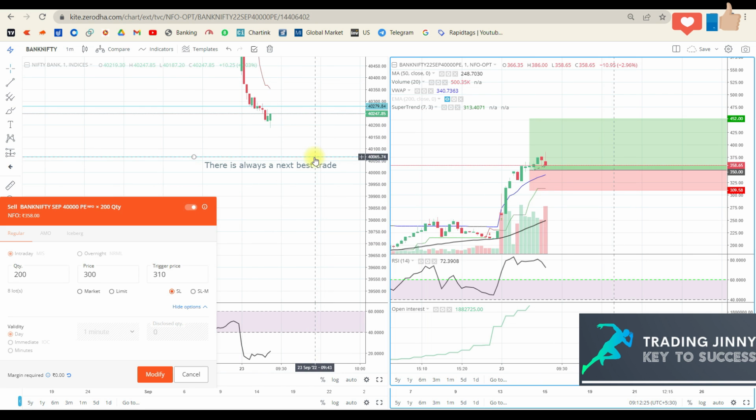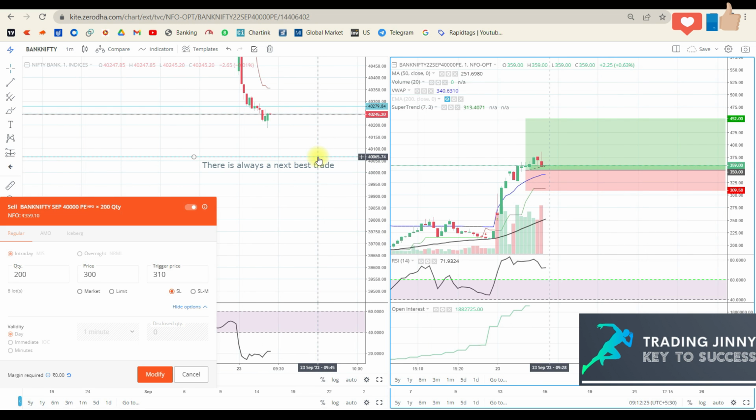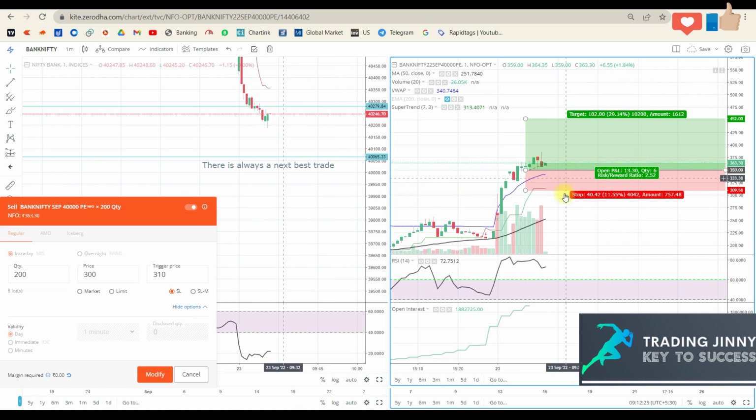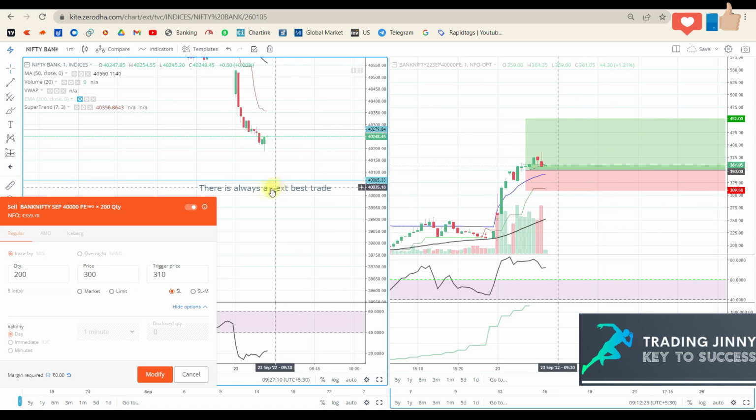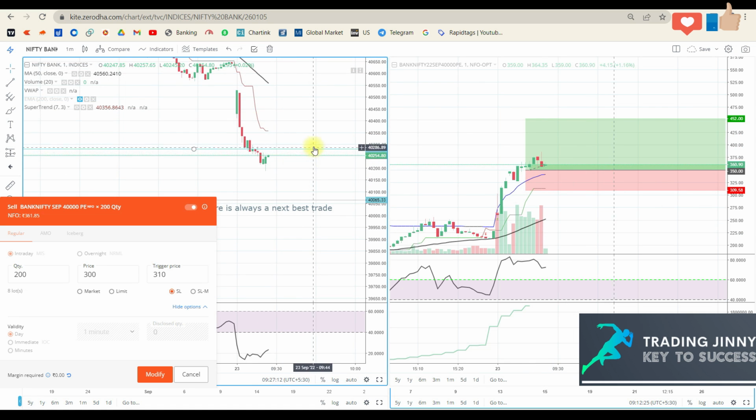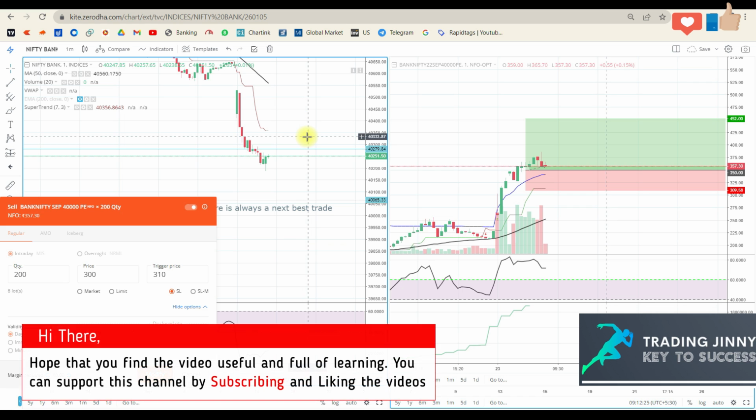Let's see. Whatever happens, if Bank Nifty comes down to 40,065, I'll take my target, even if the option does not touch 402 rupees. Or if Bank Nifty goes above its previous support zone and above this 40,300 kind of range, I'll probably exit even if it does not touch my stop loss.